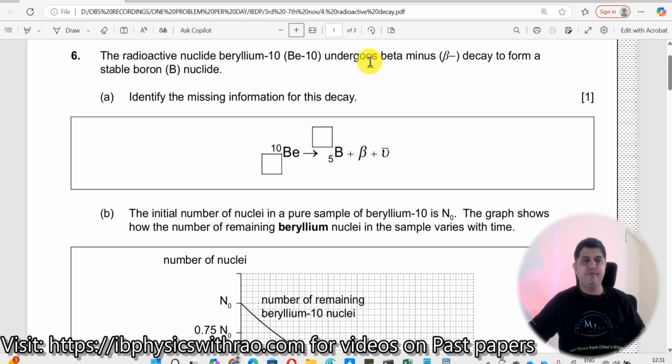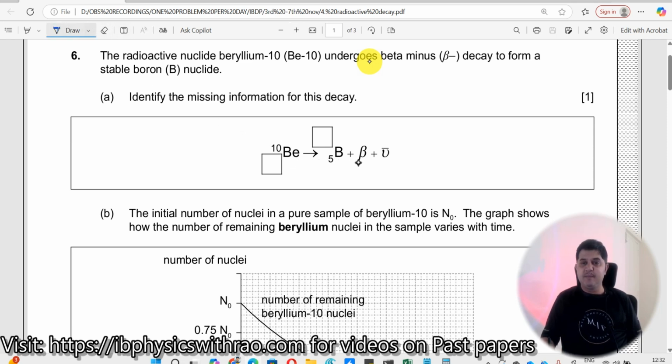Question number 4. The radioactive nuclide beryllium undergoes a beta minus decay to form a stable boron nuclide. Now identify the missing information for this decay. What is missing here? Here it is boron. So this is minus 1. Put minus 1 here, e0 here.